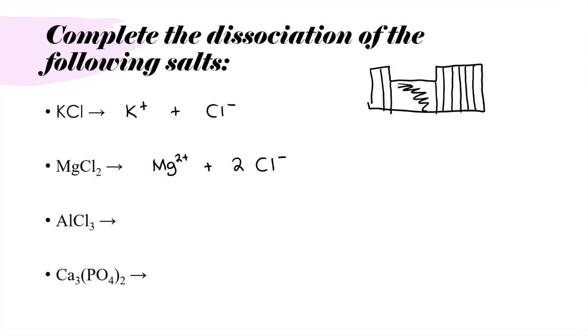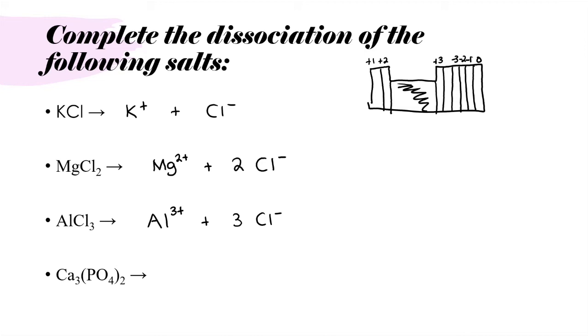So we have a positive 1, positive 2, positive 3, skip, negative 3, negative 2, negative 1, and 0. So that's a little drawing for you guys as a quick reference. And let's move on to aluminum chloride. So aluminum chloride splits into aluminum, which is positive 3, and there are 3 chloride ions.